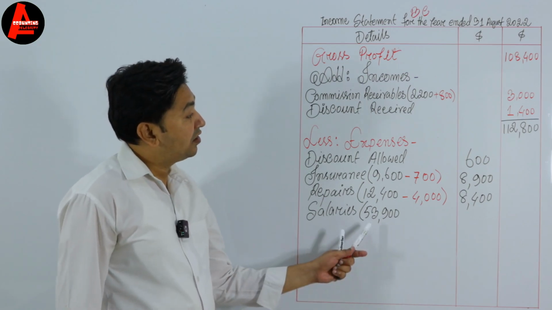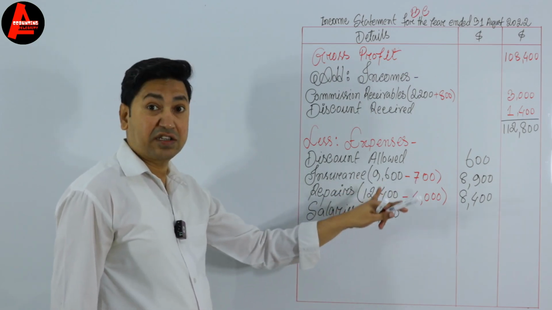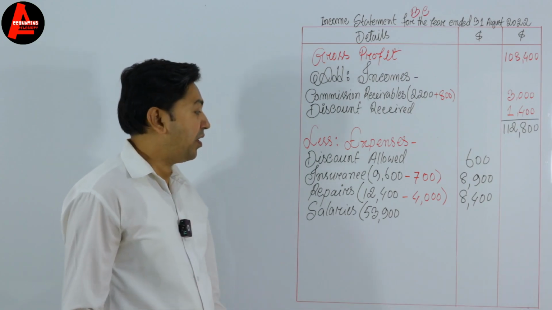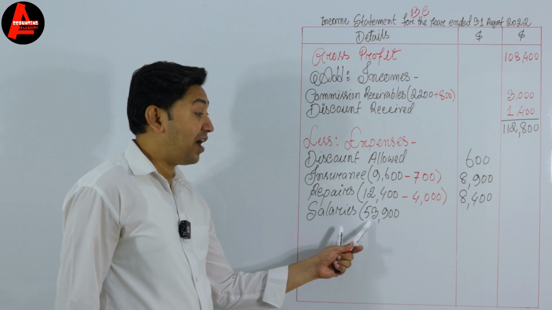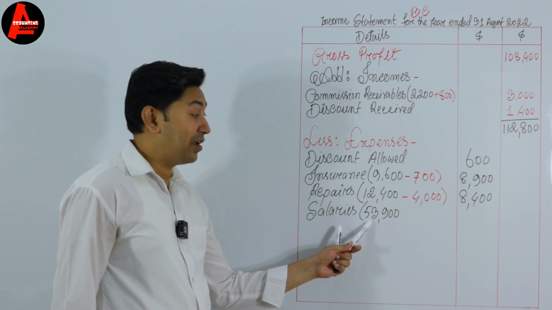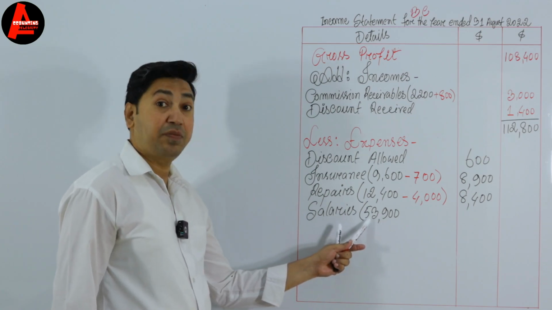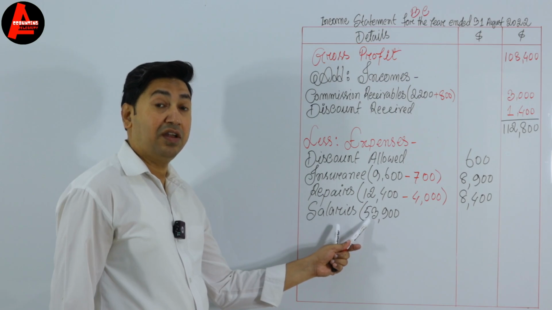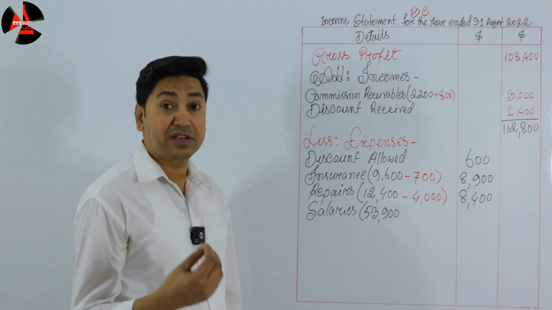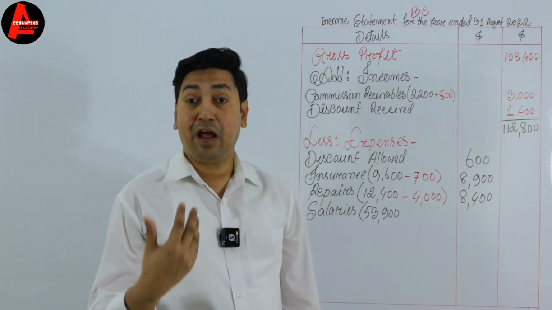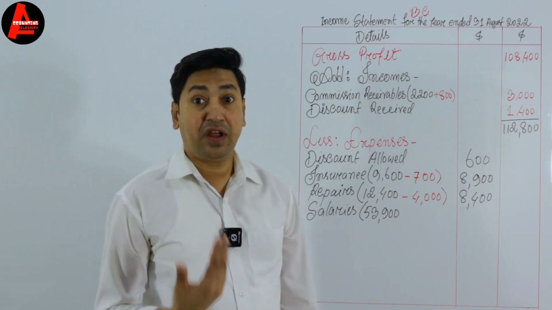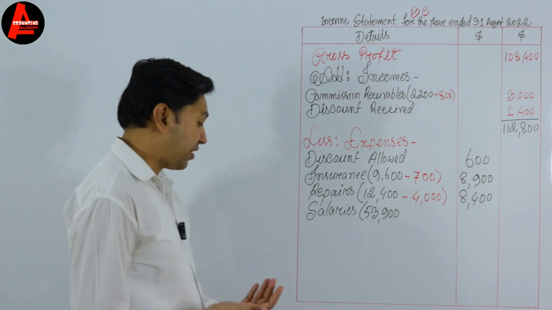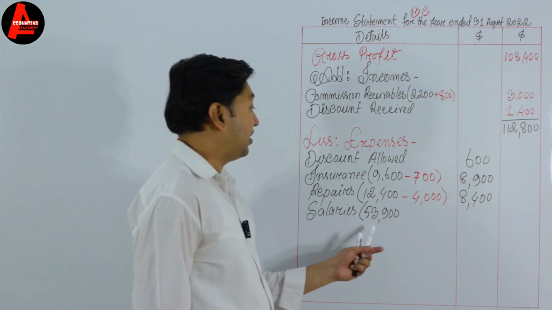That means all expenses are for 12 months, but the salary is not for 12 months as August salary is not yet paid. That means this amount is paid for 11 months only. And in the adjustment it is clearly mentioned that every month there will be an equal amount of salary. So now we will calculate 1 month salary and we'll add it to this amount.